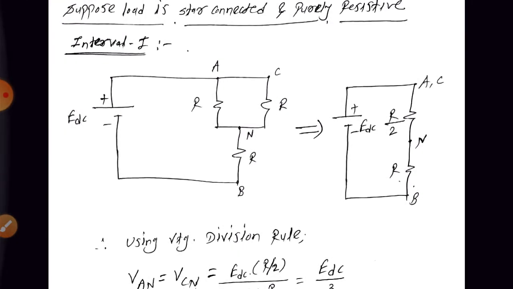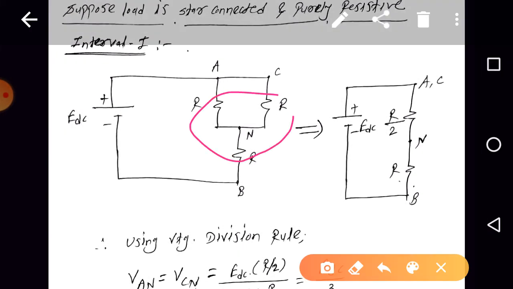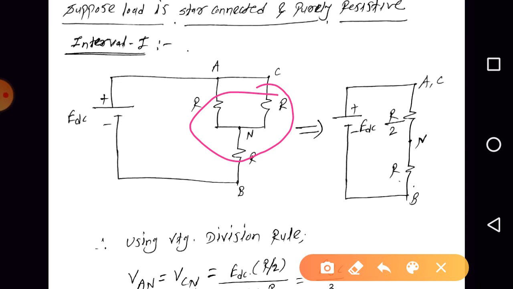Here we have the star connected resistive load. Phase A and phase C are connected to the positive plate of the EDC and phase B is connected to the negative plate of the EDC. Are you getting the point, right? So we have the equivalent circuit like this, right?